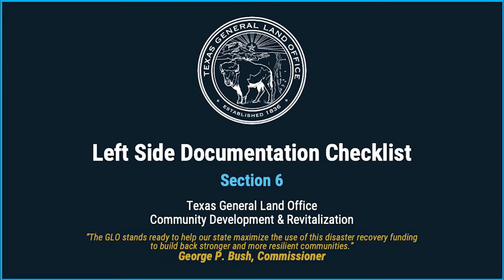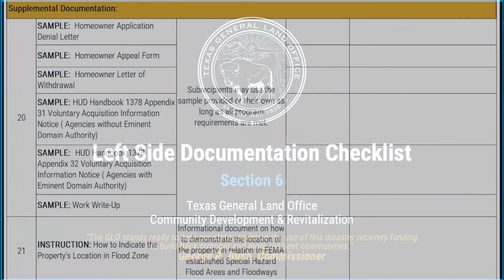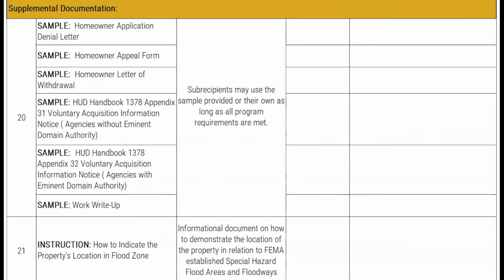The last and final section of the left side documentation checklist lists supplemental documentation that should be input in the file if they are applicable. While not all documents in the supplemental section are applicable to every applicant, if they are applicable to the applicant, they should be placed in the file. If they are not applicable, the checklist should note that the items are NA.